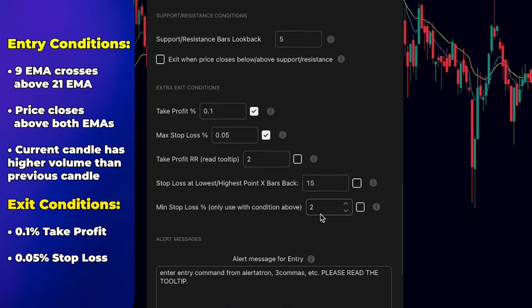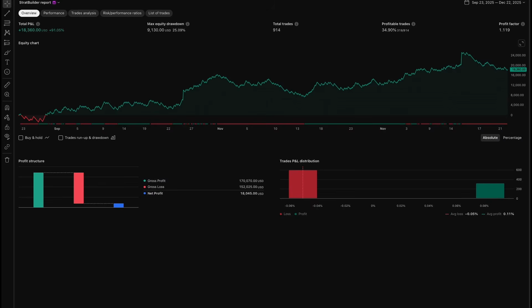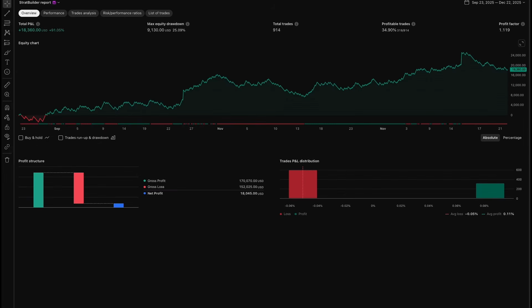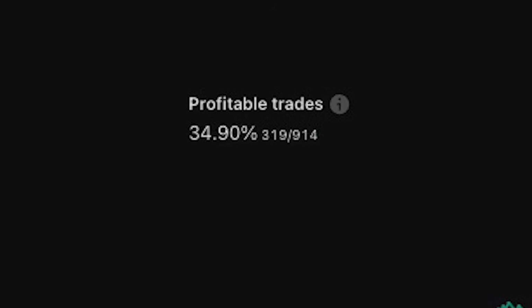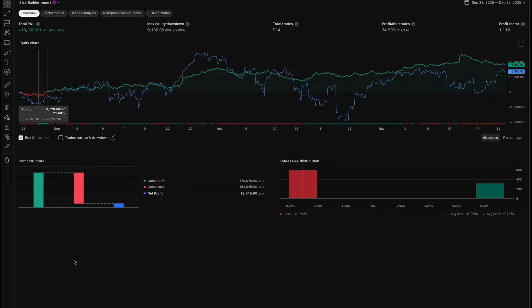And that's it. Now the strategy builder will give us an instant backtest, and if we look at the results over the past 90 days, we see a very impressive 95% total P&L with a pretty smooth equity curve. Now it does only have a 35% win rate, but it's still profitable because we're using a 2x risk-reward ratio. And this strategy would have actually outperformed buying and holding the NASDAQ over the past 90 days.